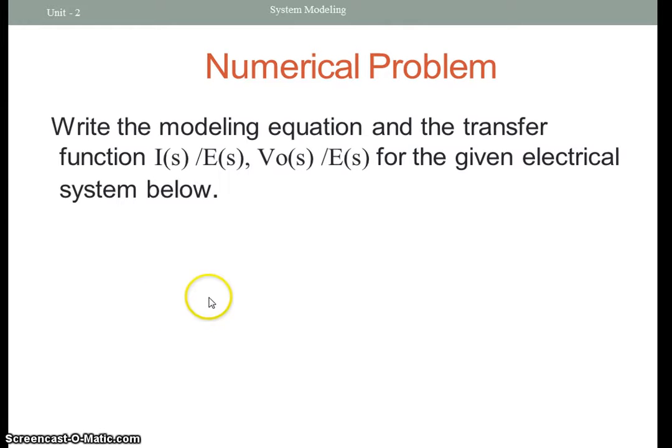Write the modeling equation and the transfer functions I of s over E of s and V of s over E of s for the given electrical system below. In electrical systems, the input can either be voltage or current, as well as the output. So in this example, our output will be in terms of current for the first transfer function and in terms of voltage for the second transfer function.